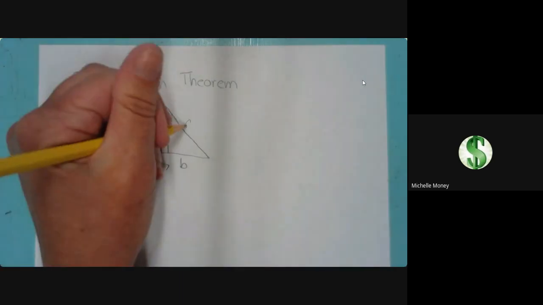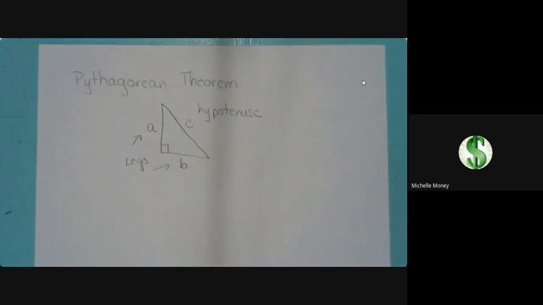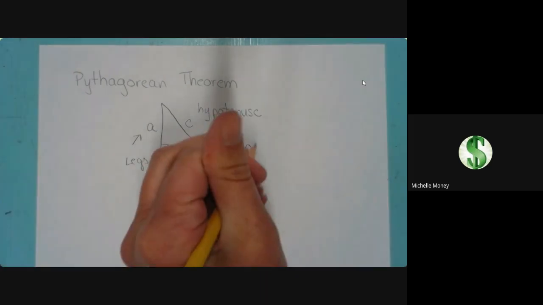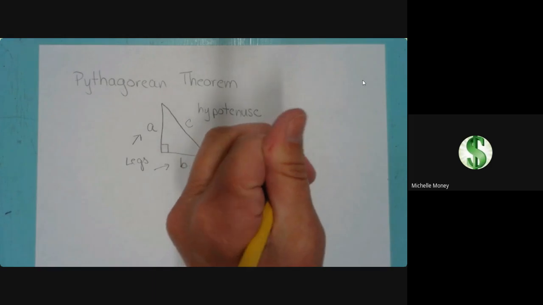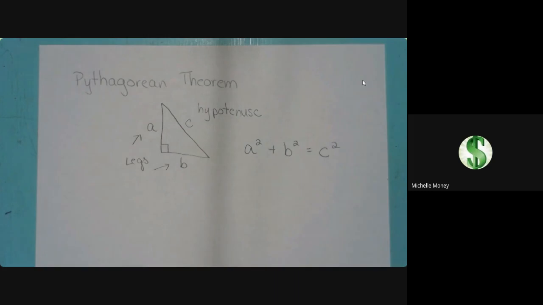And then we have the hypotenuse. The hypotenuse is always going to be your longest side across from your right angle. Okay, so the formula is a squared plus b squared equals c squared. It is possible to get decimals with this. If you do get a decimal, you can either round it or you can leave it in radical form.